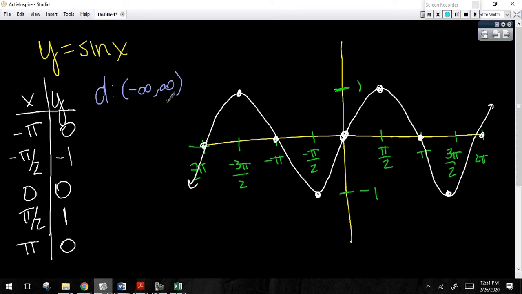The range, Sally already guessed correctly. What's the range? Lowest point to highest point. Look at it. -1 to 1. From the bottom up. The graph never goes below this point, and it never goes above this point, right? So it's -1, and I do the bracket because there's actually points there. So -1 to 1. Is it continuous? Yeah. Why?